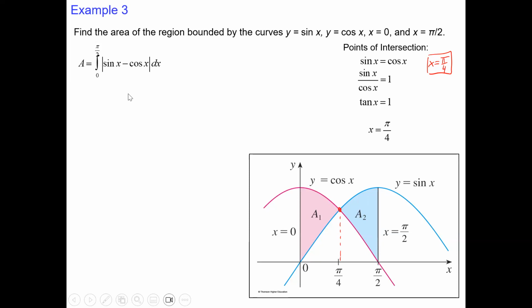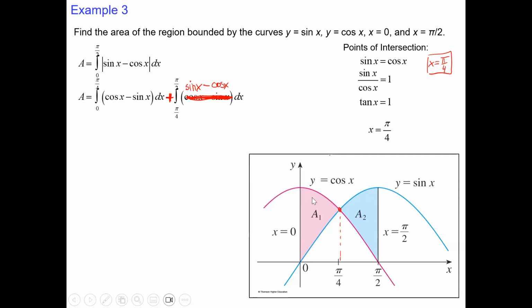Okay, in general this is just the absolute value. But now we know that we have to split between zero and pi over four it will be cosine minus sine, and then plus, we're adding, between pi over four and pi over two, the function sine of x minus cosine of x. We can also do it another way, but let's just do it this way. We have the first integral representing the area of the pink region, plus the second subinterval representing the area of the blue region. Sine is on the top minus cosine.